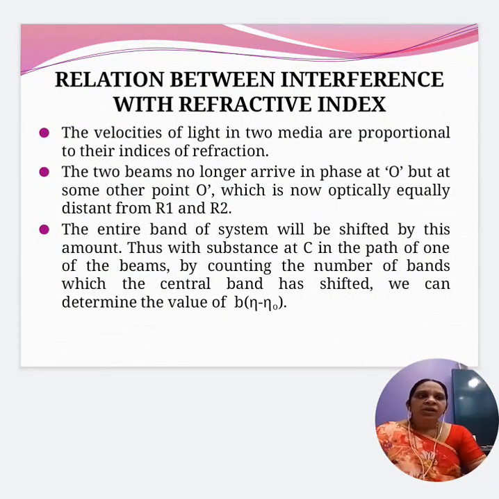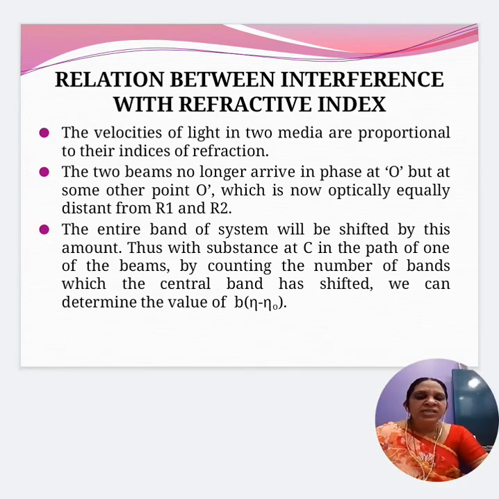Then coming to the relationship between interference and refractive index, the velocity of light in two media is proportional to their indices of refraction. You should remember that the velocity of light depends upon the refractive index of the media. The two beams no longer arrive in phase at all. Earlier, when there was no sample in between, the two beams interfered, they were in phase and they met at the point O.